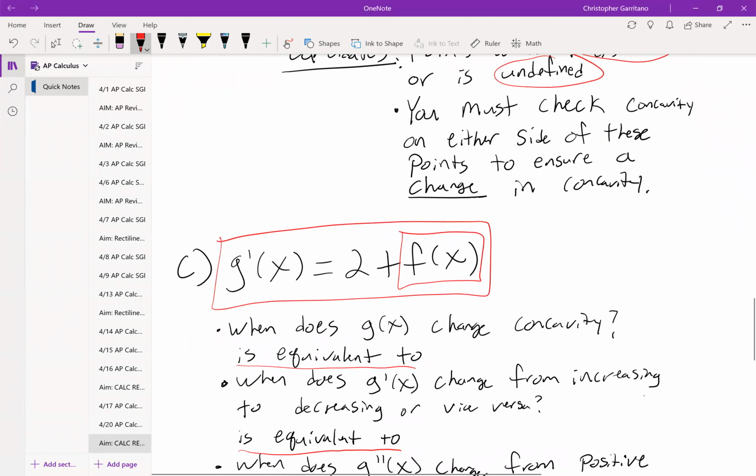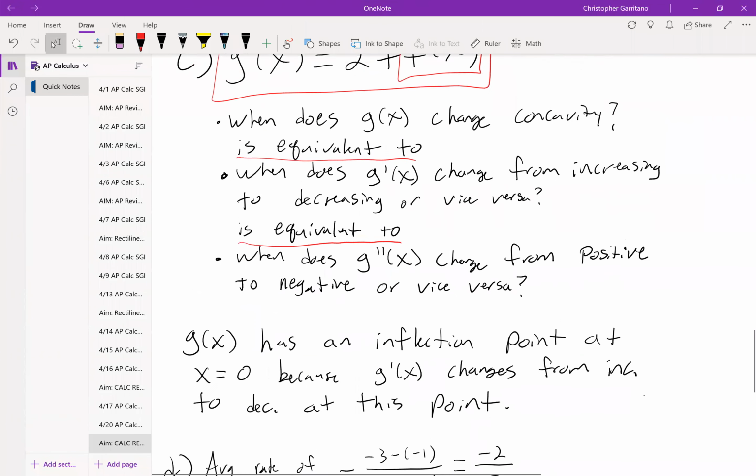And so the way we would argue that is we would say that g of x has an inflection point at x equals 0 because g prime changes from increasing to decreasing at this point. Notice I did not use the second derivative because we were not explicitly given the second derivative. So when I do argue for something like an inflection point, I want to argue using the explicit information. And in this case, the explicit information was the derivative of g and not the second derivative. So that's why I argued using g prime.